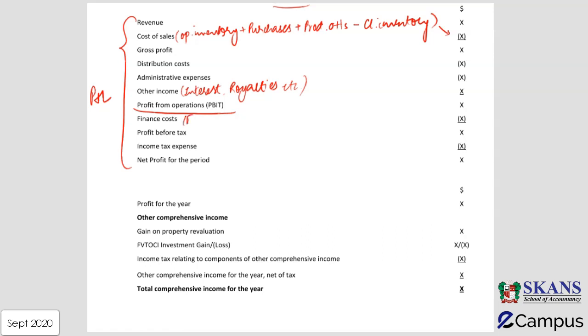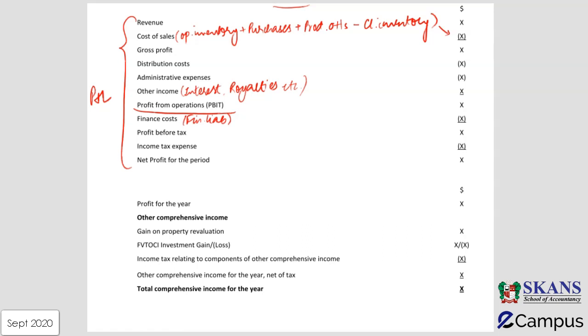Finance cost you have studied in financial liabilities. How do we calculate the finance cost? A small portion of it we covered in IAS 23, also borrowing costs. But these are the finance costs which are charged as an expense in P&L, and these are done on financial liabilities. So IFRS 9 gives us a detailed account of how these are calculated and how they are charged. Then we reach the figure of profit before tax.